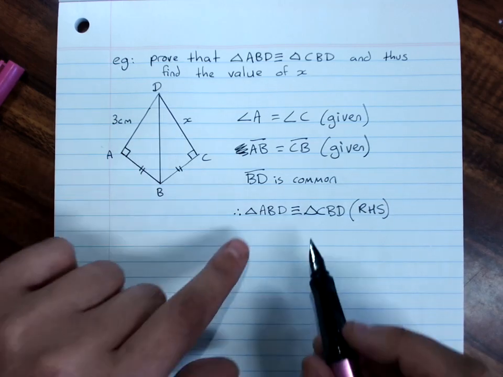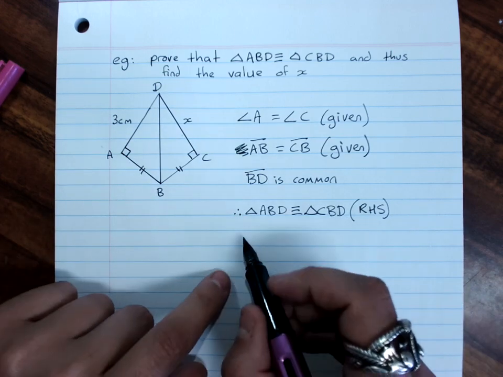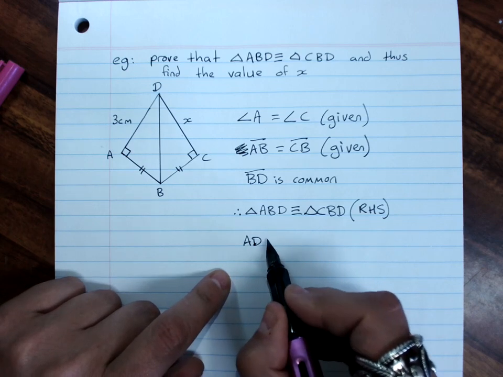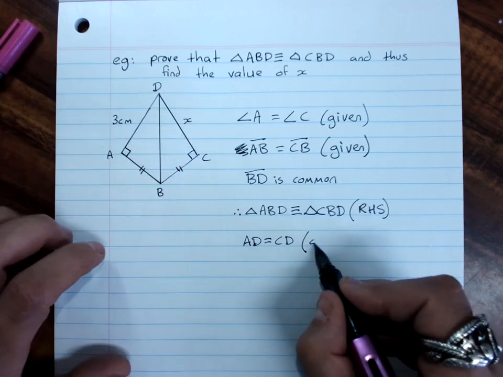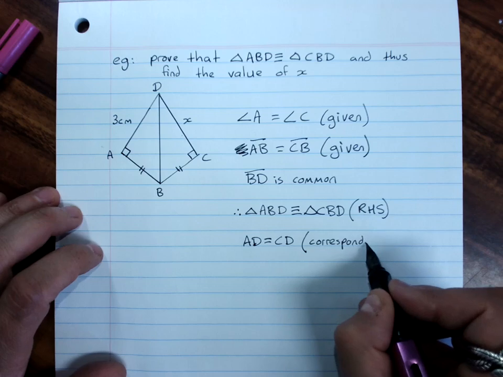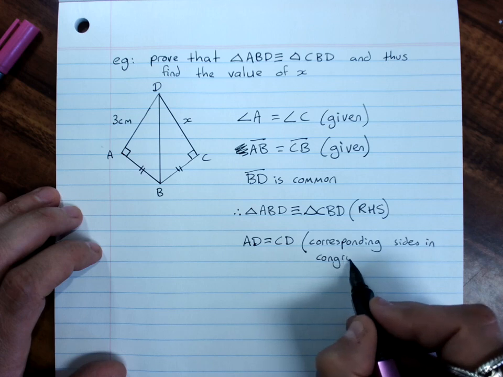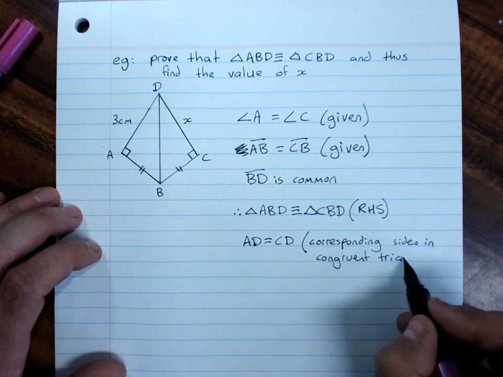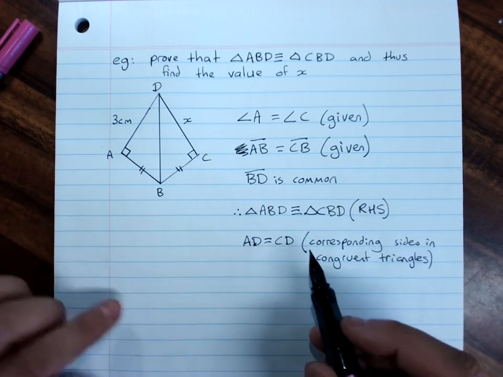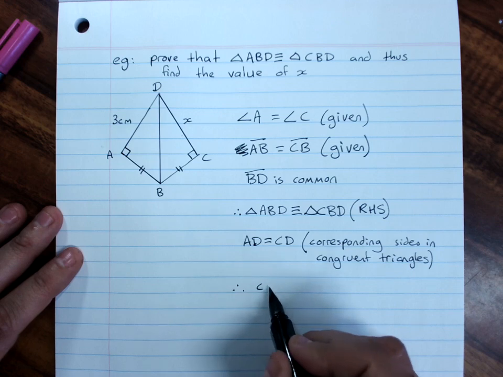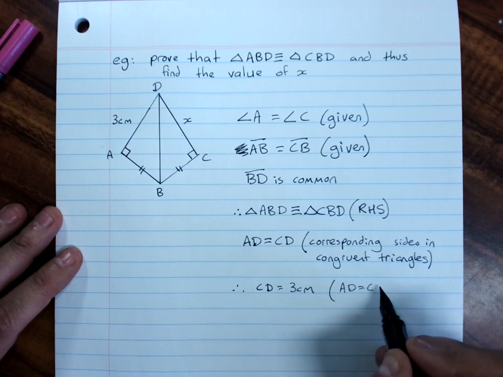Now, because I know those are congruent, therefore I also know that AD is equal to CD because they are corresponding sides in congruent triangles, and because I know that AD equals CD, therefore CD equals 3 centimetres.